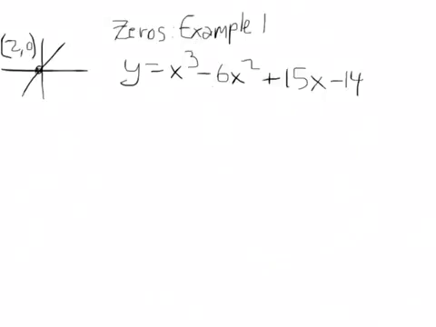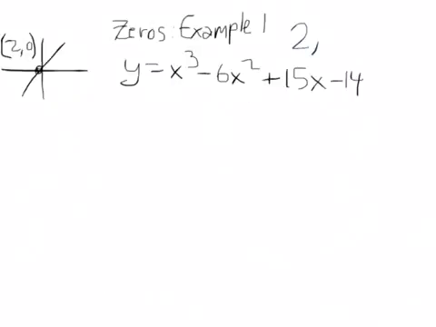This is the first example for finding zeros. I'm given this equation, and I'm given just a little glimpse of part of the graph. This isn't the whole graph, but it does tell me that one of the zeros is 2. So I want to find all of the zeros. I know that one of the zeros is 2, and I need to find the other 2.